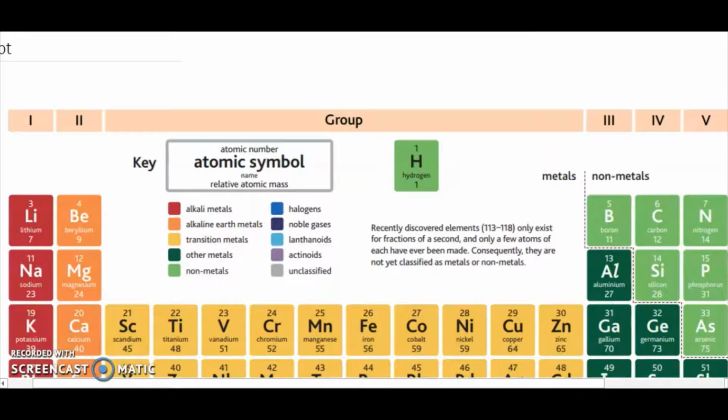Let's take a look. Here we have calcium. This is calcium on the periodic table. So calcium is in group 2 of the periodic table and it is a metal. So calcium will form an ion with charge +2.